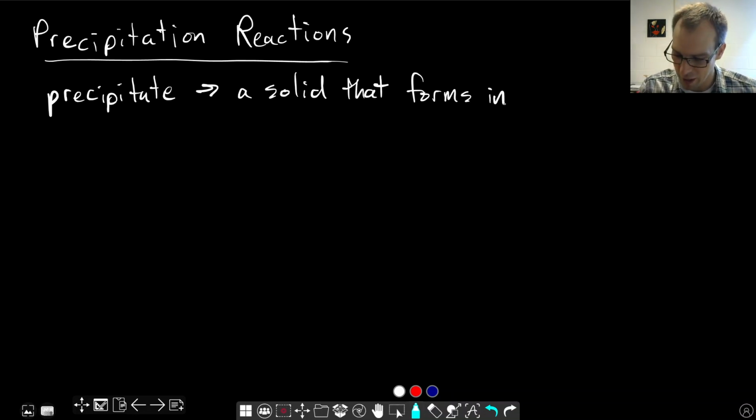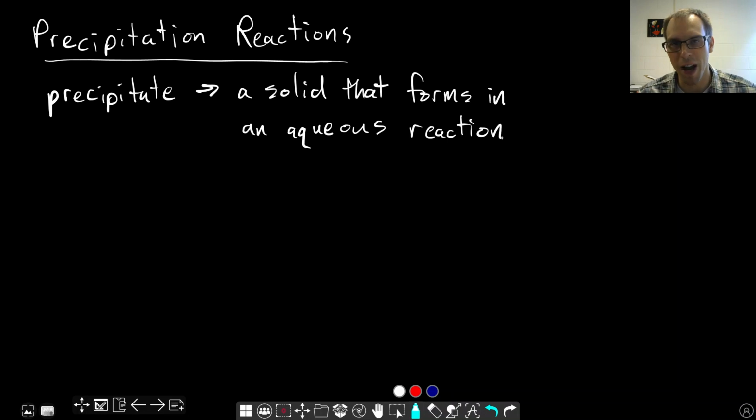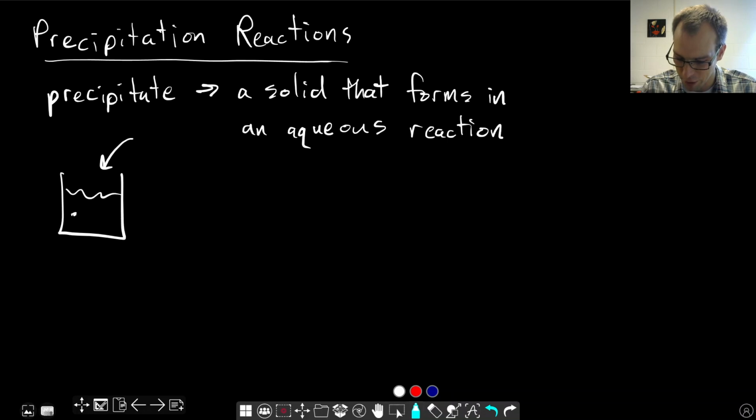A solid that forms in an aqueous reaction will fall out of the solution onto the bottom of the beaker or test tube or whatever you're doing the reaction in. So if you have, say, a mixture here and you pour in another chemical, if a precipitate forms, you'll get a bunch of particles and they'll all drift to the bottom, kind of like rain falling from the sky, except it's a bunch of solid. And so precipitation reactions are a really important part of chemistry and another important thing that we can look at with aqueous reactions.